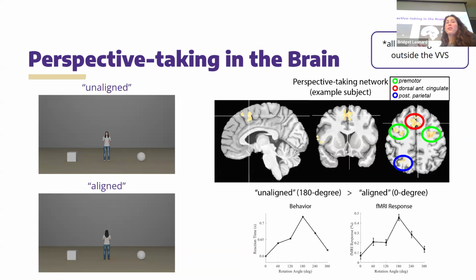Great, and one main point about this is that all of these regions lie outside of the visual ventral stream. So that can be really critical to why we're seeing a failure when the unalignment comes up during the task.